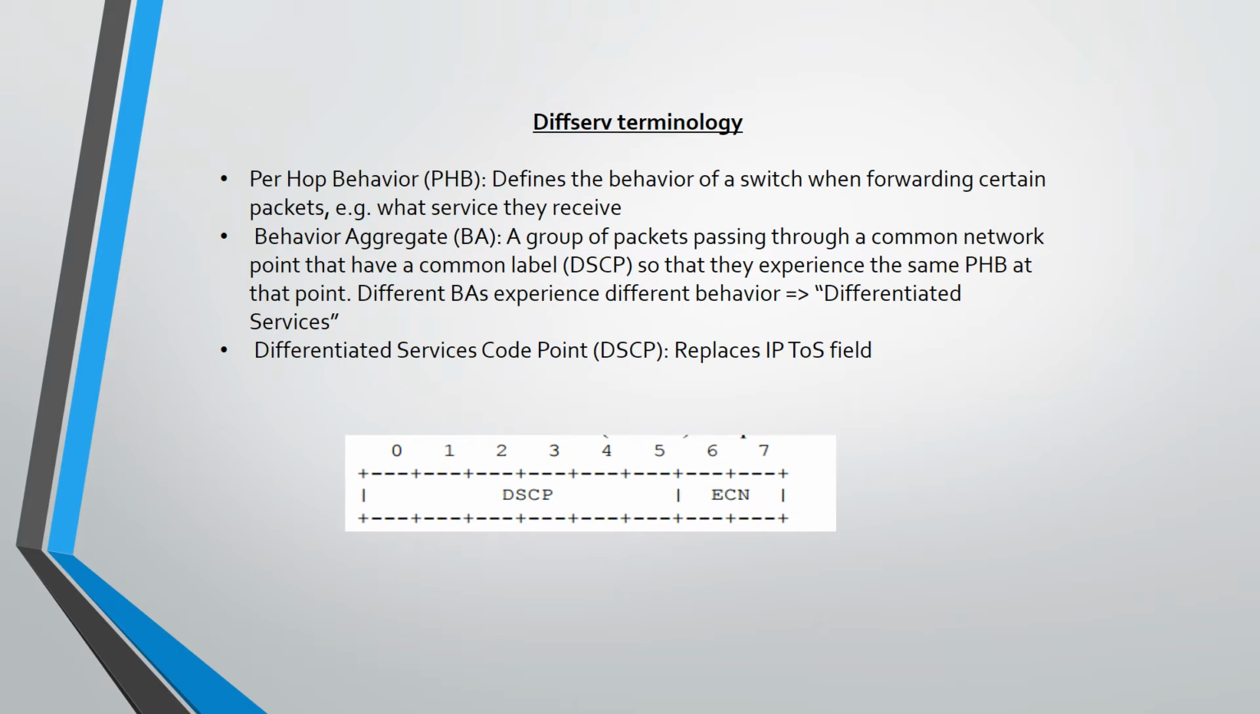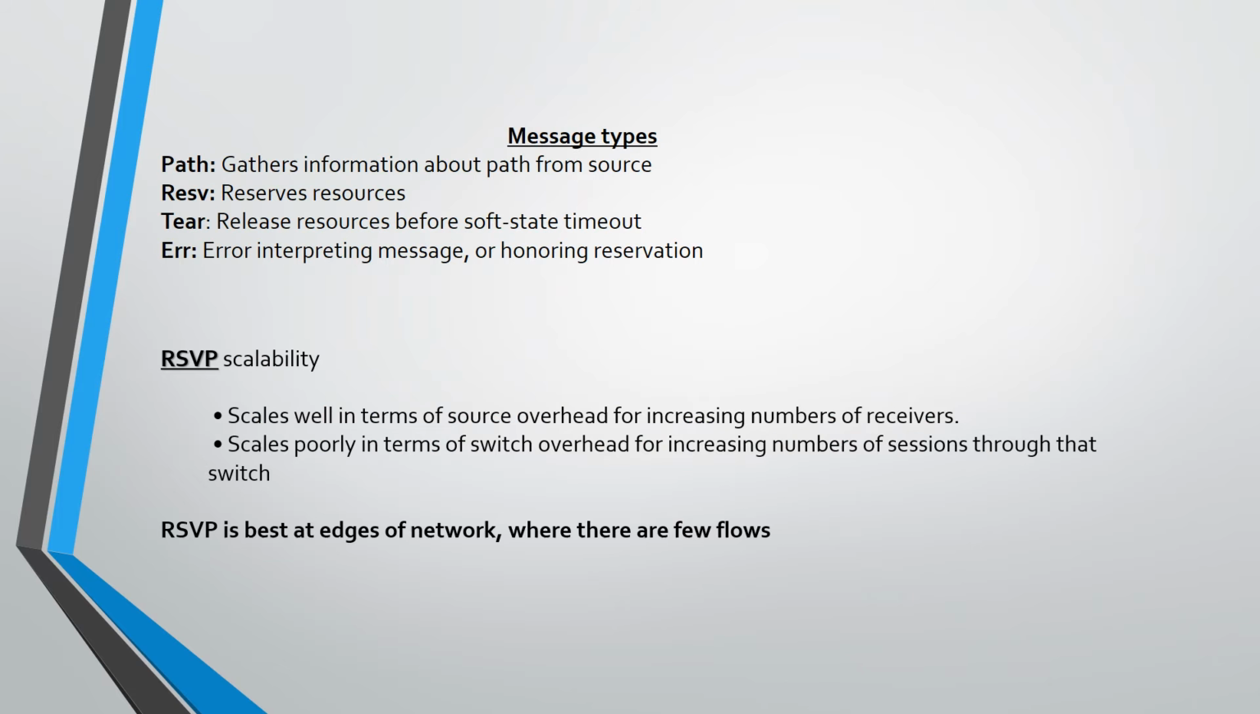And DiffServ. DiffServ terminologies are PHB, BA and DSCP. PHB, per hop behavior, defines the behavior of a switch when forwarding certain packets. BA, behavior aggregate, is a group of packets passing through a common network point that have a common label so that they experience the same PHB at that point. DSCP, differentiated services code point, replaces the IP TOS field.